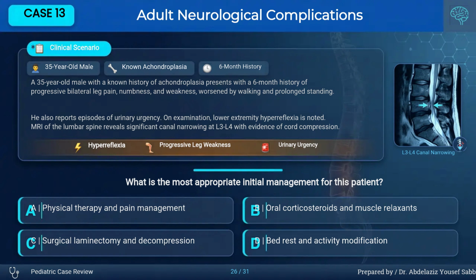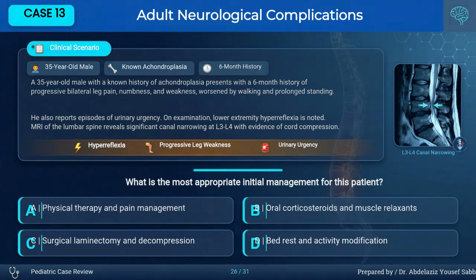A 35-year-old male with a known history of achondroplasia presents with a 6-month history of progressive bilateral leg pain, numbness, and weakness, worsened by walking and prolonged standing. He also reports episodes of urinary urgency. On examination, lower extremity hyperreflexia is noted. Magnetic resonance imaging of the lumbar spine reveals significant canal narrowing at lumbar vertebrae 3 to 4 with evidence of cord compression. What is the most appropriate initial management for this patient?